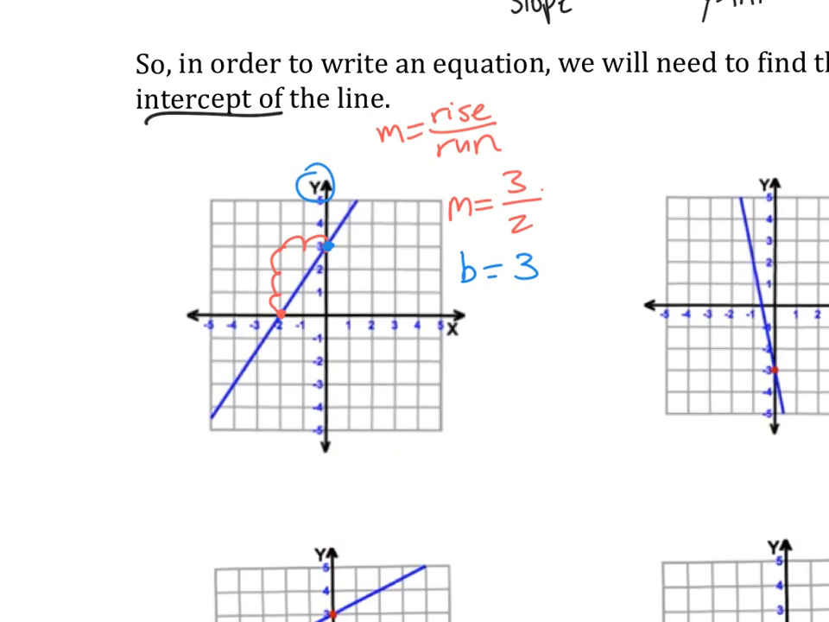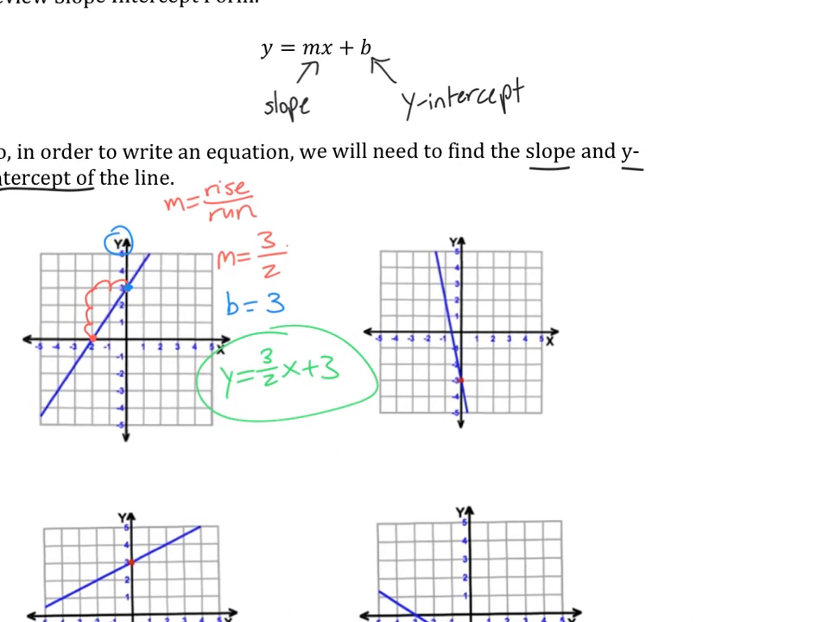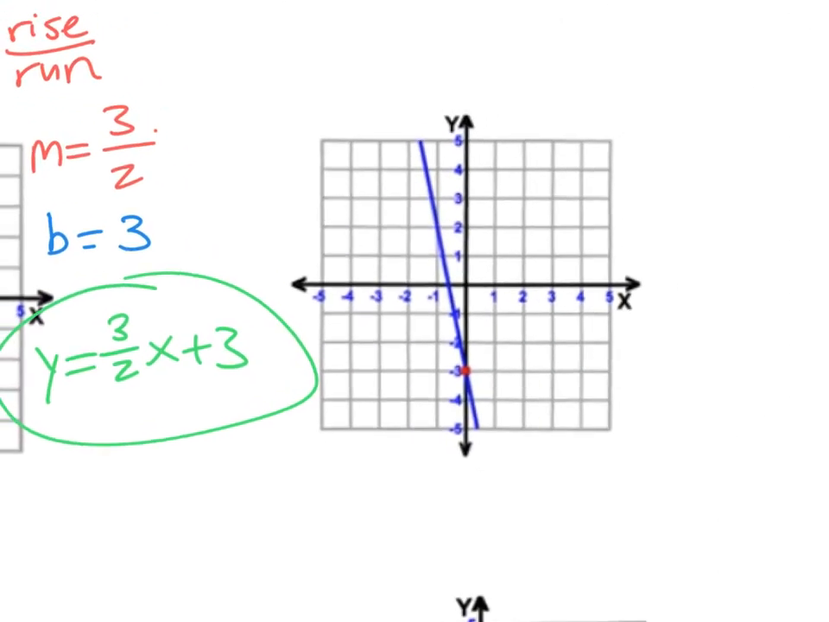Okay, and now that we know our slope and our y-intercept, we can write our equation. We will end up with y equals mx plus b, so y equals 3 halves times x plus 3. Okay, and that is our equation for our line. Okay, let's look at this next example here.